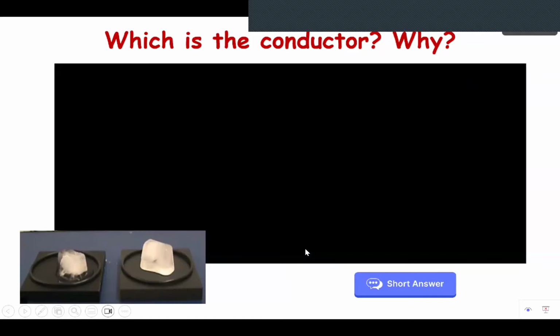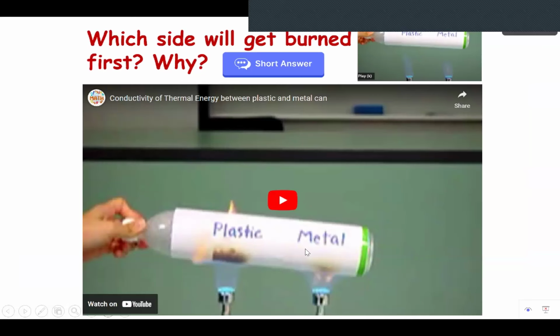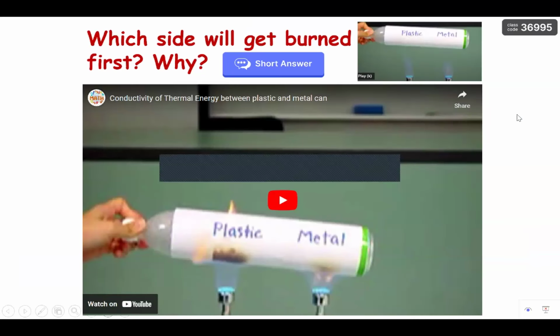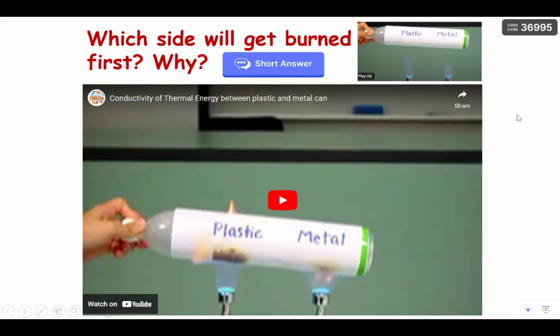Okay, so next, we have another one. Okay, whereby I have this. Let me hide this. Okay, I have this video whereby I have a plastic bottle at one end and a metal can at the other end. And if I were to wrap a piece of paper over it and put both of them onto a fire, you will realize that the plastic one will burn first compared to the metal.